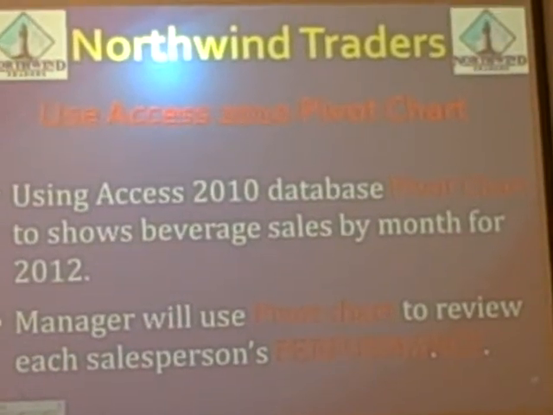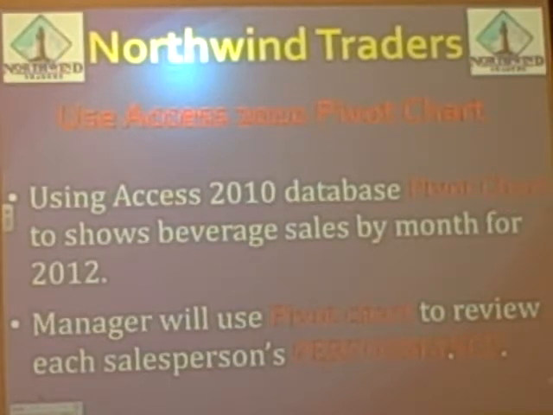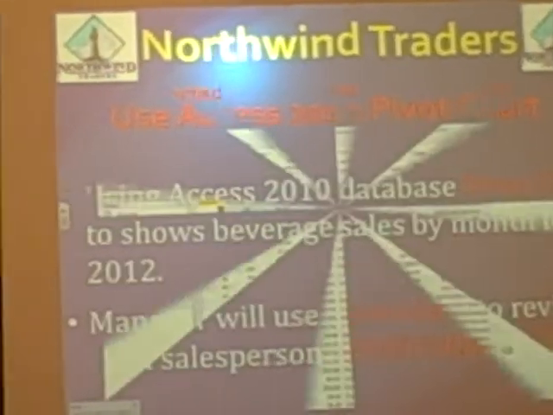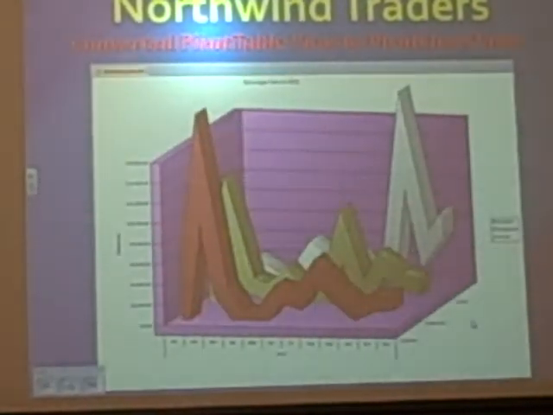In Access, we developed a pivot chart to show the beverage sales by month for 2012. The pivot chart will show each salesperson's performance. That starts with the revenue by month query. This compares the revenue by month query to the pivot table view. And this is the pivot table view, the chart, showing the line chart.